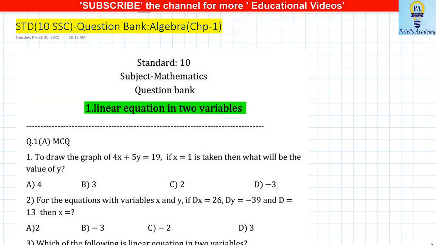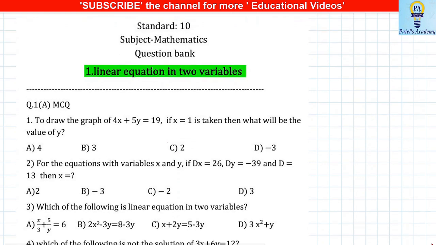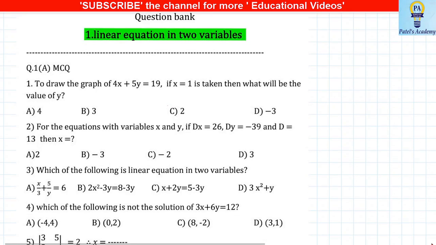Hello students, so today we are going to solve the standard 10th SSC question bank of algebra chapter 1, that is linear equations in two variables.